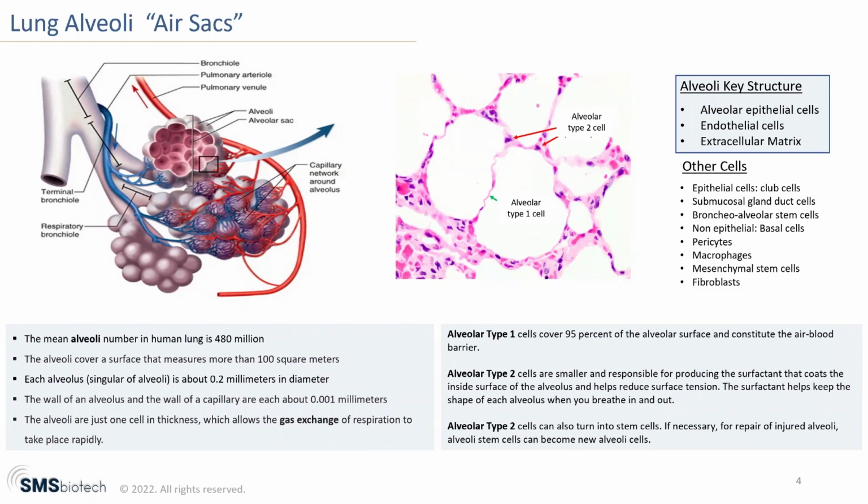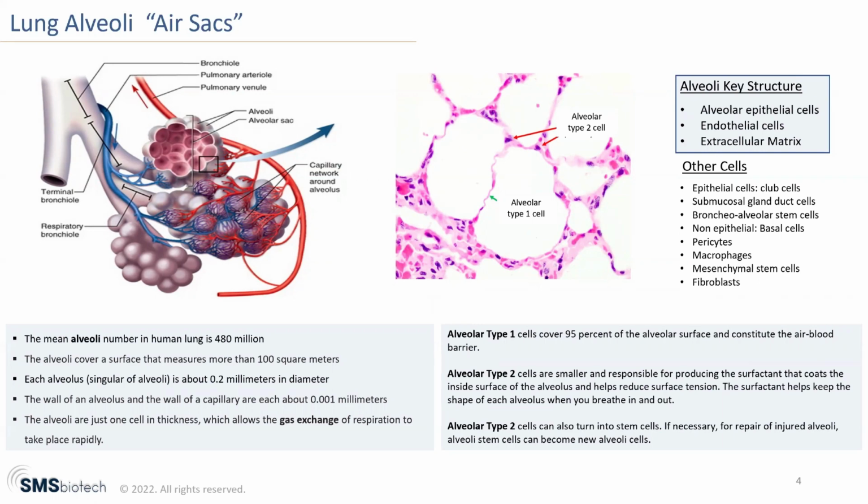The air sacs, or alveoli, are central to this chronic lack of oxygen. They are quite abundant, about 480 million in the lung. They occupy a large portion of the surface of the lung. They have a very thin wall composed of critical cells, the alveolar type 1 and the alveolar type 2 cells.